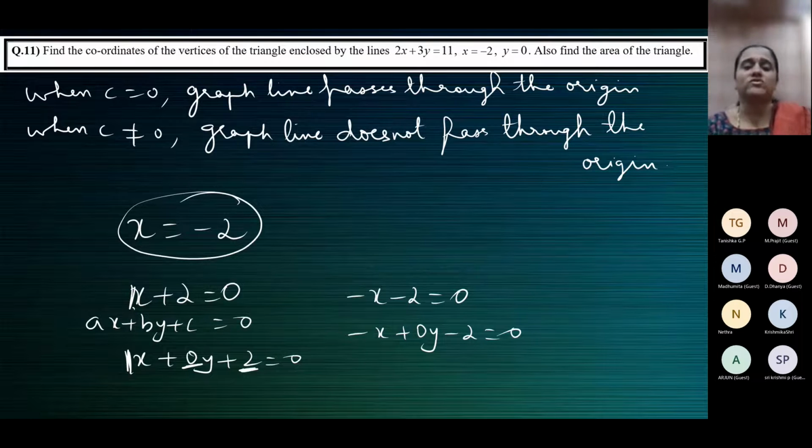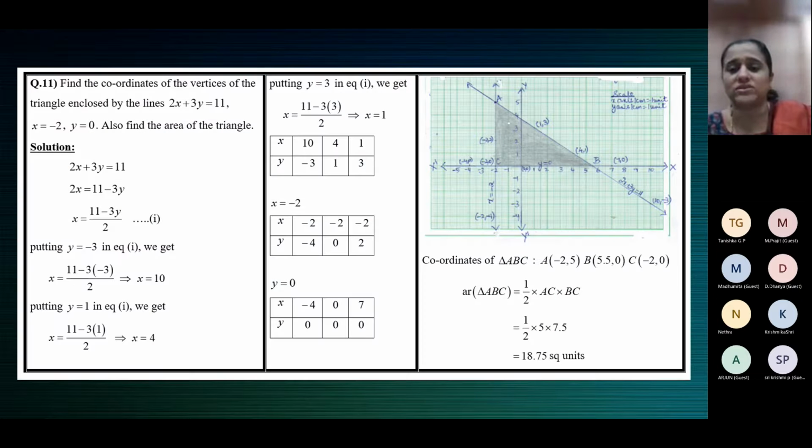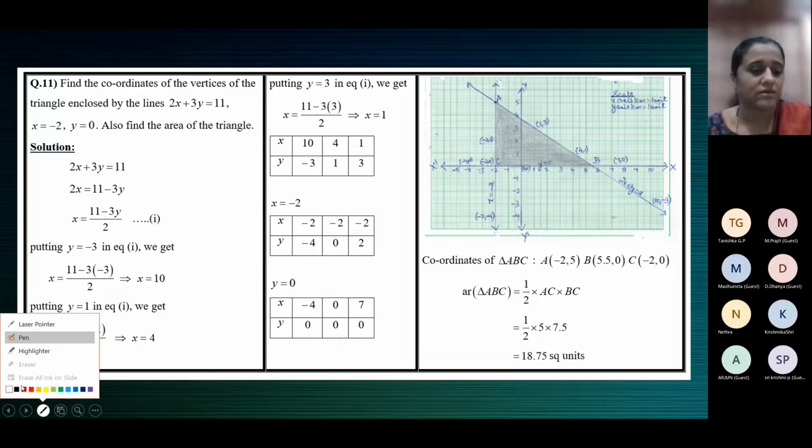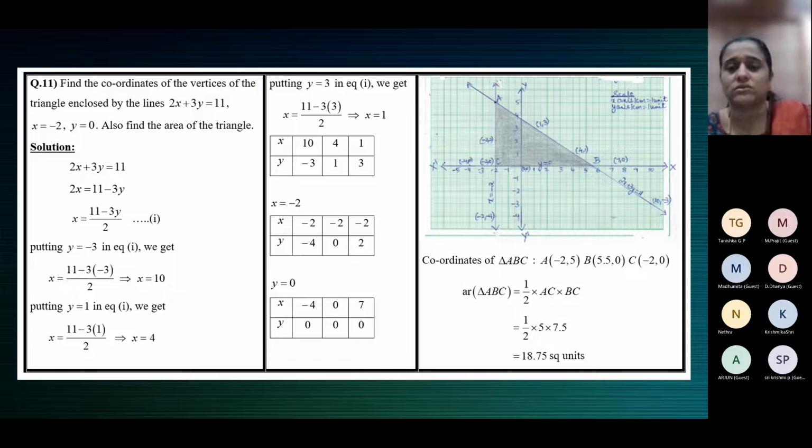You know x is equal to minus 2 will be a line parallel to the y-axis at a distance of 2 units to the left of the y-axis. So see here, you can see that line here. X is equal to minus 2.